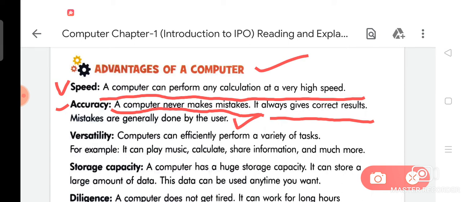Now, number three, versatility. Computers can efficiently perform a variety of tasks. For example, it can play music, calculate, share information, and much more. Next, storage capacity. A computer has a huge storage capacity. It can store a large amount of data. This data can be used anytime you want.